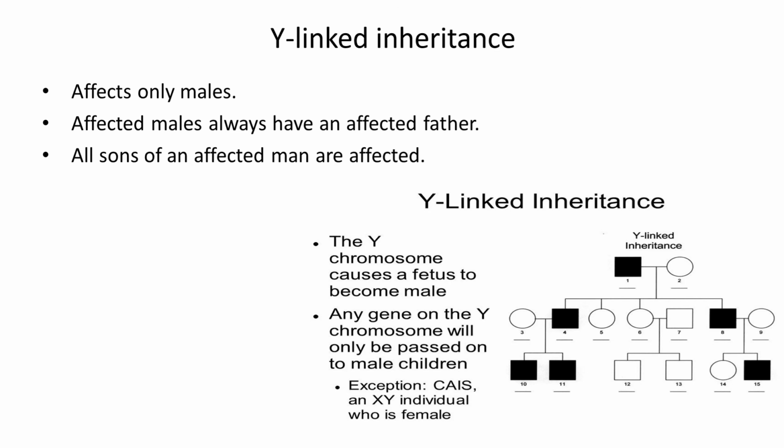The exception is CAIS, an XY individual who is female. What is CAIS? The full form of CAIS is complete androgen insensitivity syndrome. It's a genetic condition in which a child is genetically male but develops female sex characteristics. CAIS is a disorder of sex development. Some examples of Y-linked inheritance are hypertrichosis of the ears, baldness in male, webbed toes, and porcupine man.